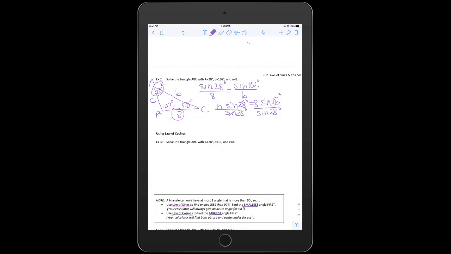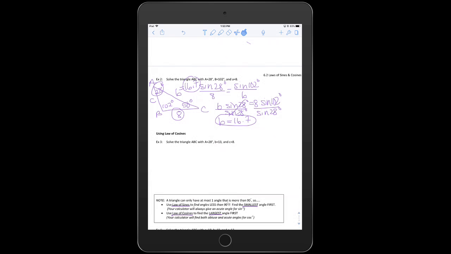I'm going to do this on my calculator right now, divided by the sine of 28. Make sure your calculator is in degree mode. You should have gotten b equals 16.7 if I round to the nearest tenth. So that's my measure of side b, 16.7. And now what's left is to solve for side c.